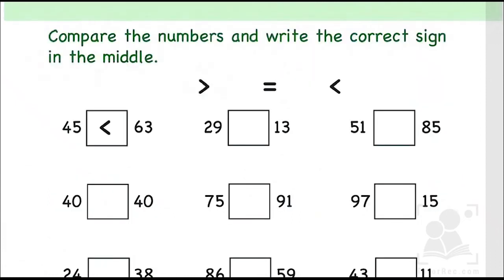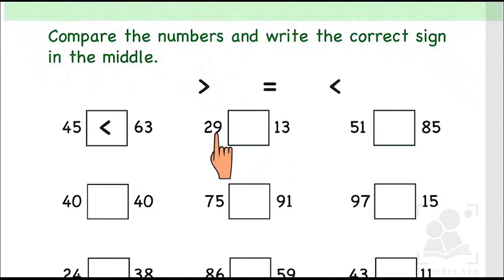So we are here at the exercise that says compare the numbers and write the correct sign in the middle. This is the open side, greater than, close side, less than, and equal to. As you can see, the first example has been done for us. The numbers are 45 and 63. So we can say 45 is less than 63. That's why we have kept the close side towards 45.